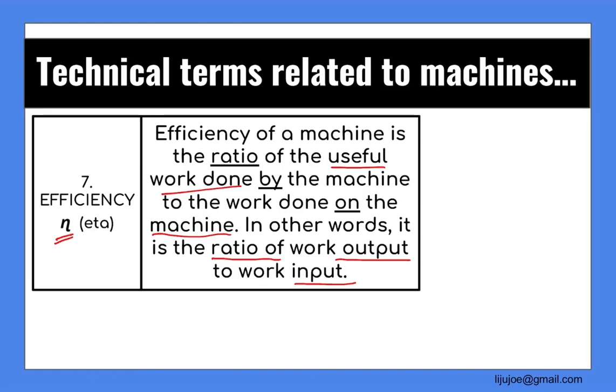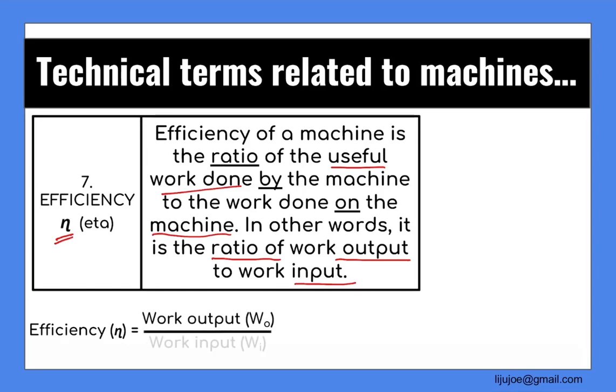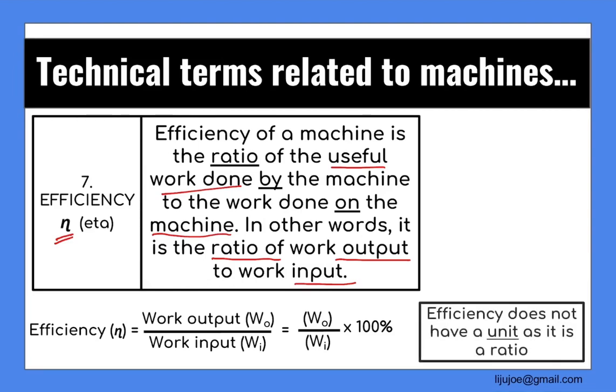And we can write the formula of efficiency as efficiency eta is equal to work output WO divided by work input WI. Work output by work input into 100% will give the efficiency in percent. And remember, efficiency, mechanical advantage and velocity ratio do not have a unit, as they are all ratios.